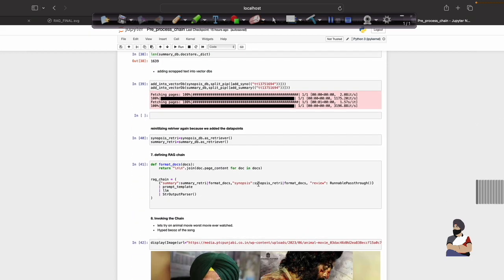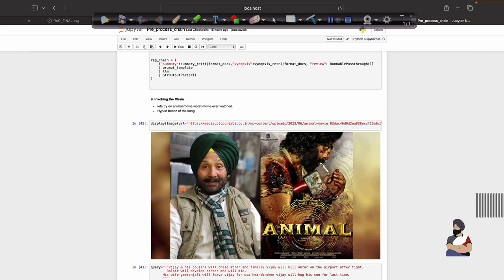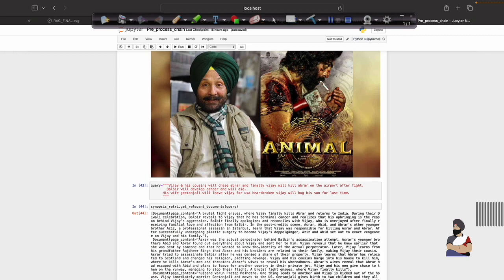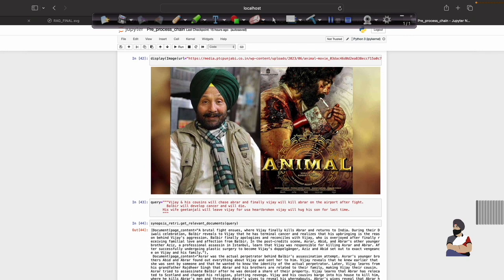So I have this RAG chain, and this is a poster of the Animal movie. This movie was successful because of this guy's roaring voice. A soundtrack was featured in this movie, and that is why the movie was successful. This is the worst movie I have ever watched.